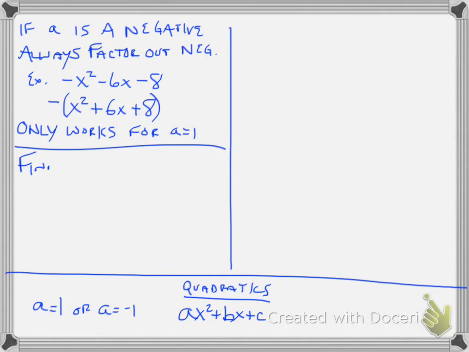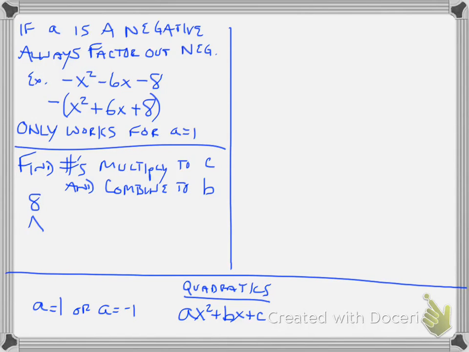Find the numbers that multiply to C and combine to B. So in this case, I'm trying to find what multiplies to be 8, that adds to be 6, and it's going to be 4 and 2. And because it's a positive 8, the two numbers have to be the same sign, either both positive or both negative. Well, in this case, the middle term that you're combining them to be is positive, so that means they're both going to be positive.